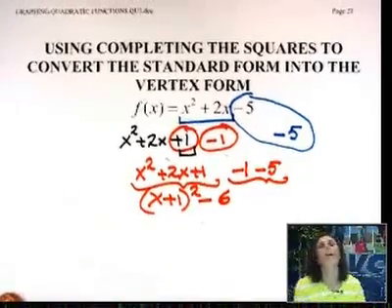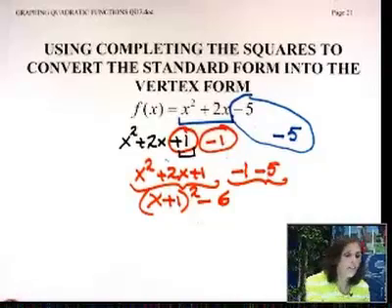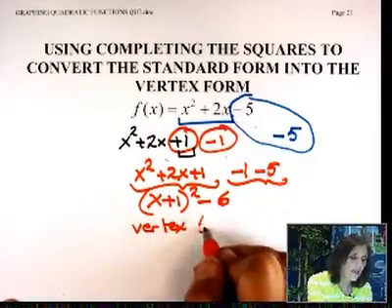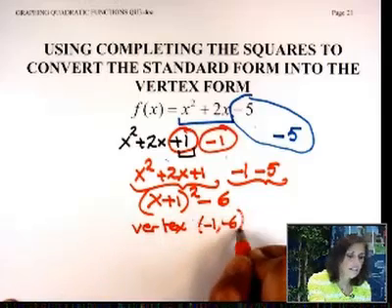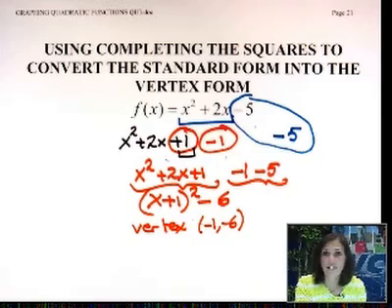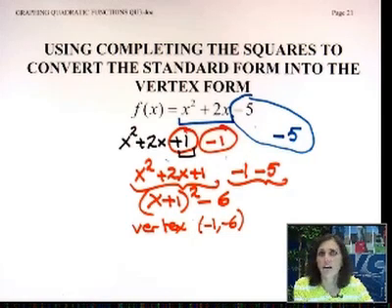And guess what? Now you have it in the vertex form, and you can actually write the vertex right away. The vertex is at (negative 1, negative 6). Okay? I would not do that unless I'm specifically asked to do it, because it's a lot of work. So I can actually go and do negative b over 2a to find the vertex.